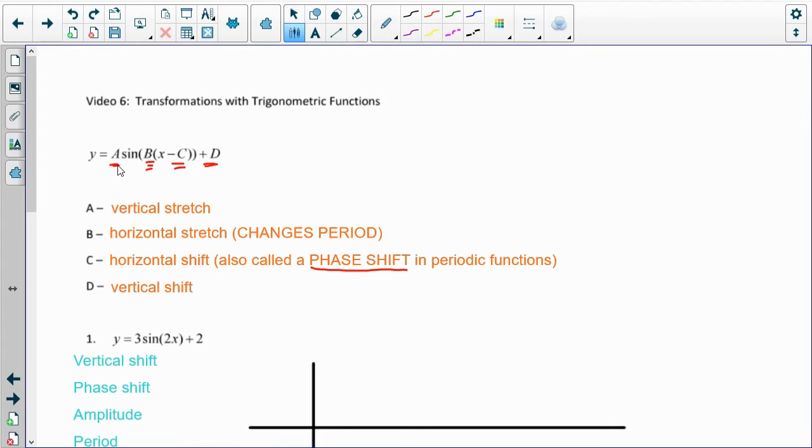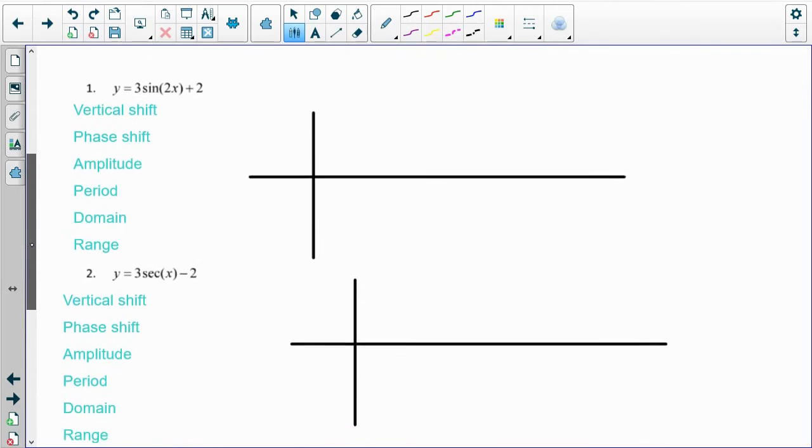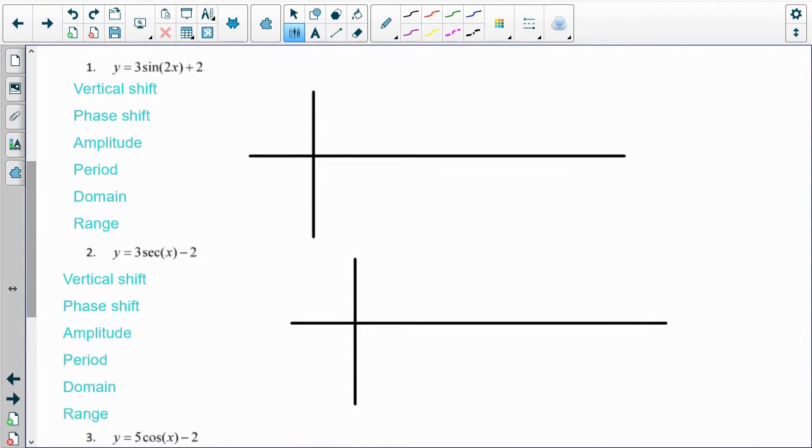Now, we also could have put something like y equals a times cosine b x minus c plus d, or tangent, cotangent, secant, or cosecant. All of these things do the exact same thing to the basic function, but they end up shifting it in a variety of different ways. And so our job in this video is to try and figure out what happens in all of these. So let's take a look at problem one.